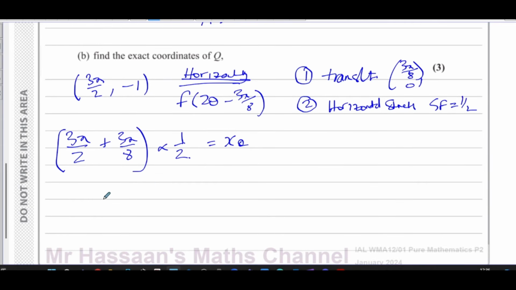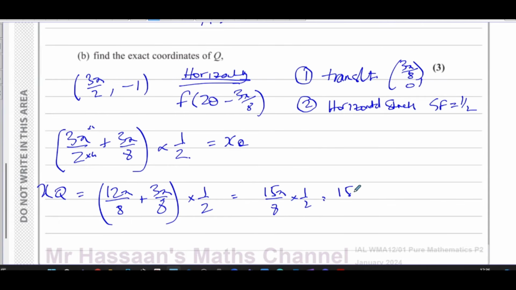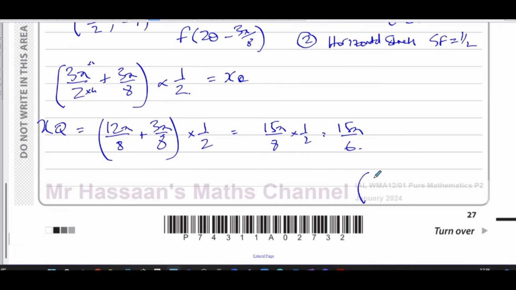Okay, so the x coordinate of Q is going to be, when you add these together, you're going to have times 4 and times 4. That's going to be 12 pi over 8 plus 3 pi over 8. And that's going to be multiplied by a half, which gives you 15 pi over 8 times a half, which is 15 pi over 16. So the coordinates of Q are going to be 15 pi over 16. That's going to be the x coordinate, and we need the y coordinate as well.